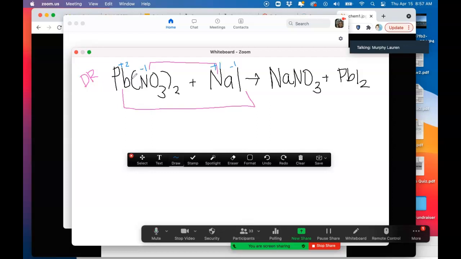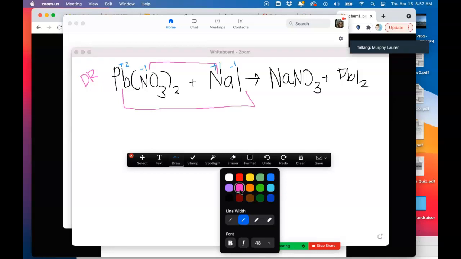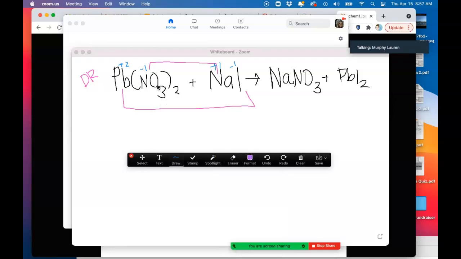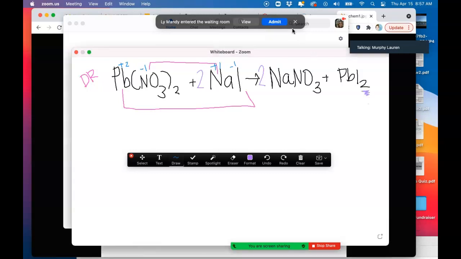What's next? You got to balance, right? So I have 2 nitrates, so I need to put a 2 here to give me 2 nitrates. That gives me 2 sodiums, so I have to put a 2 here to give me 2 sodiums. That gives me 2 iodides, which works out nicely because there's 2 over there.